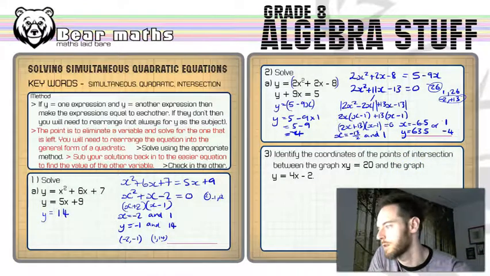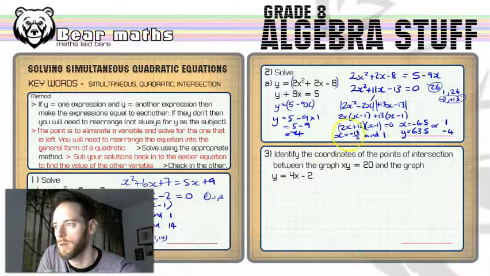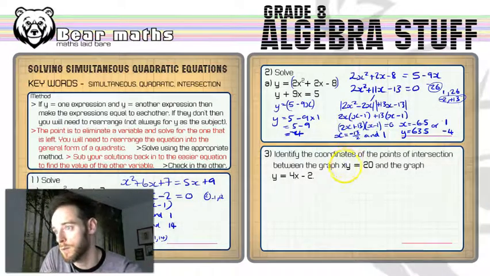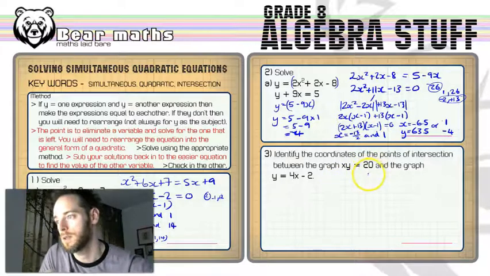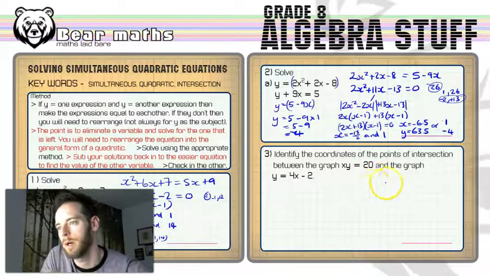Now, move myself over, let's have a look at this third and final question on this topic. Identify the coordinates of the points of intersection between the graph xy equals 20 and the graph y equals 4x minus 2. Now, this graph here, right, if we rearrange this very slightly, we'd have to divide by x to leave us with y. Y equals 20 over x, all right? Now, that's not the nicest thing to do here. In a question like this, and then we make them equal to each other. I'm not happy doing it that way. Well, I'm happy doing it that way, but I prefer doing it a different way.